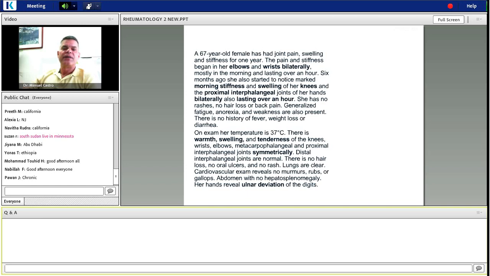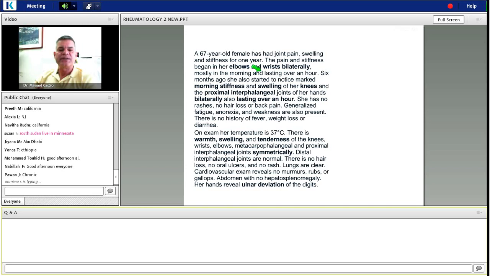The pain and stiffness begin in her elbows and wrists bilaterally. Very important, the word bilateral here. So she's got wrists and elbows bilaterally affected. Two joint areas so far affected. Mostly in the morning and lasting over an hour. Very important to pay attention also to the fact that it lasted over an hour. Why is that? Because most inflammatory conditions usually have morning stiffness that lasts more than 30 minutes. Non-inflammatory conditions have morning stiffness that lasts less than 30 minutes.